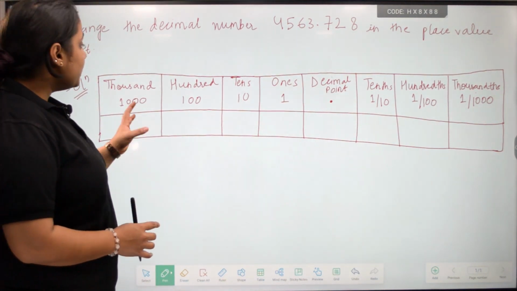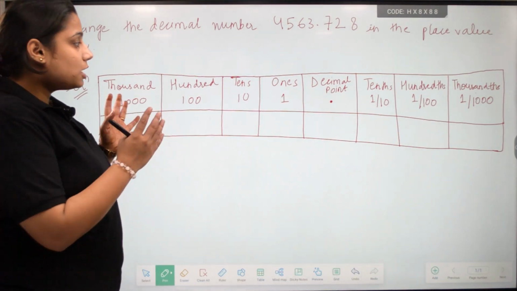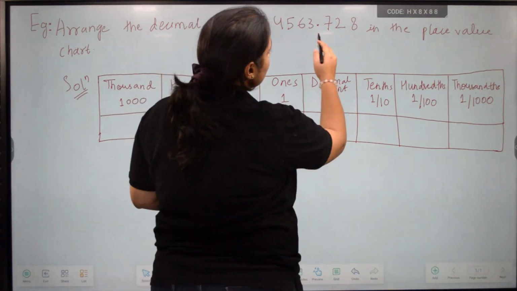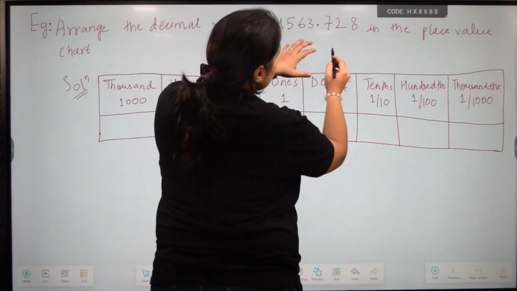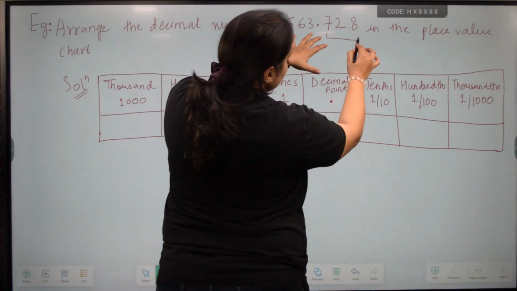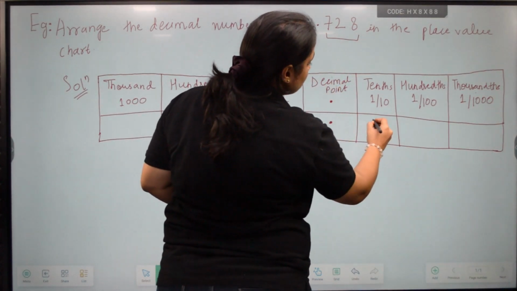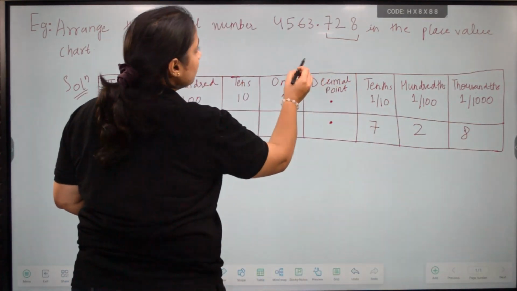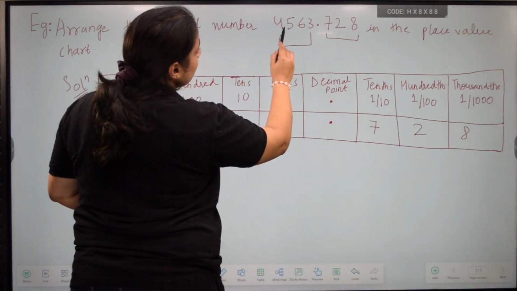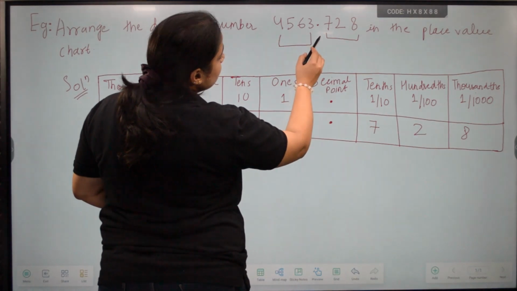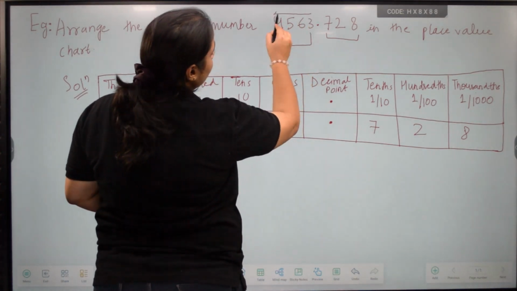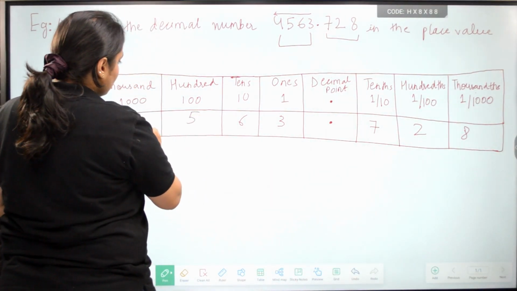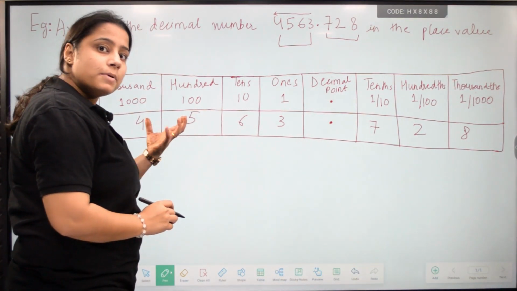As we know, the place value chart for the decimal number looks like this. This is the decimal point, so place the decimal here. Now start writing the number from the right hand side. We have 7, 2, 8 on the right hand side of the decimal, and on the left side of the decimal we have 4563. Let's start arranging the number from right to left, so it is 3, 6, 5 and 4. This is how we place the values in a place value chart.